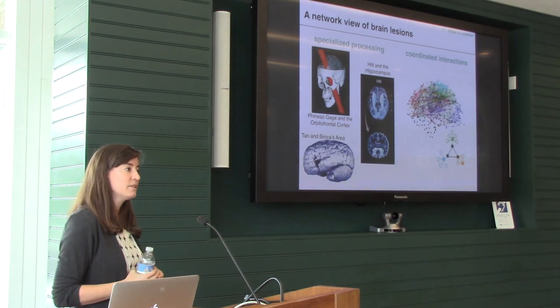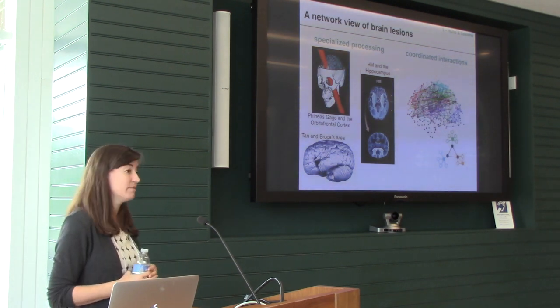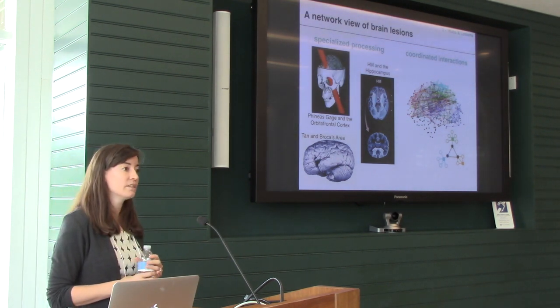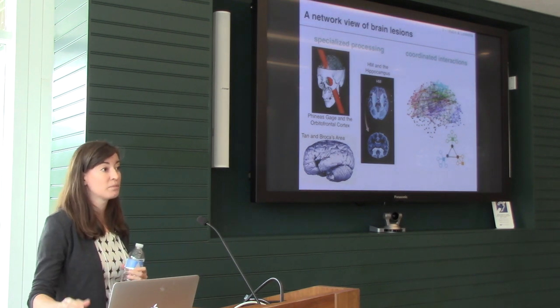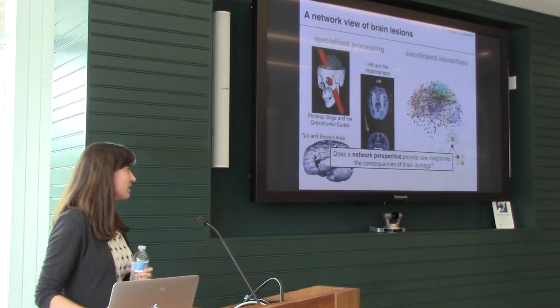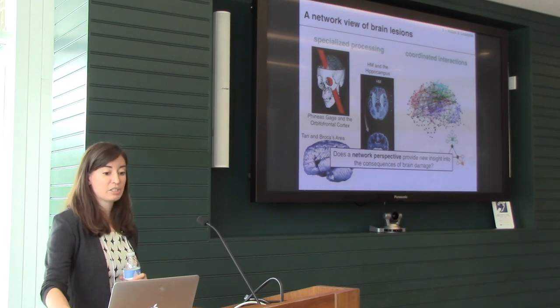And in fact, sometimes we know that even small focal lesions can lead to widespread effects on behavior, suggesting that understanding something about the network context or the connectivity of the network may help us to interpret the consequences of those lesions. And so here we ask whether this network perspective can provide new insights into the consequences from brain damage.